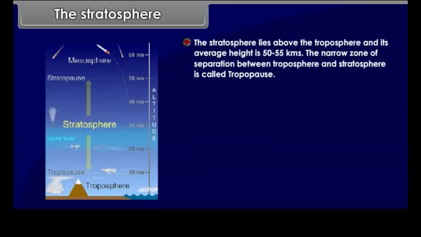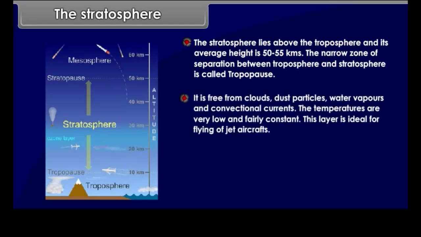The stratosphere. The stratosphere lies above the troposphere and its average height is 50 to 55 kilometers. The narrow zone of separation between troposphere and stratosphere is called tropopause. It is free from clouds, dust particles, water vapors and convectional currents. The temperatures are very low and fairly constant. This layer is ideal for flying of jet aircrafts.